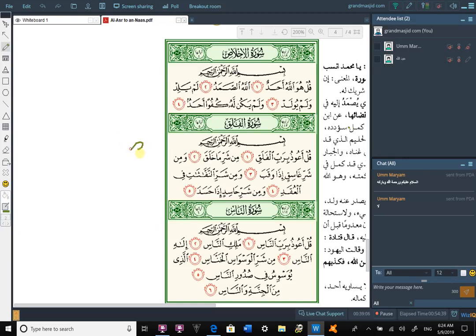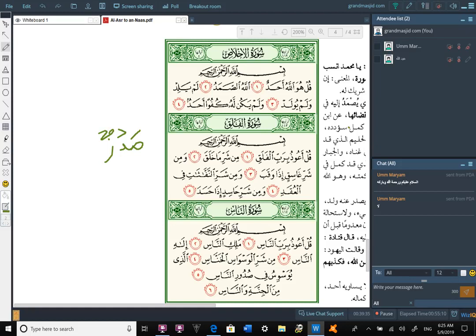Sudur is the plural of sadr. Sadr, meaning the chest, the chest area, meaning your heart here. He whispers into the heart. The word here used is chest. Sudurin nas, into the breasts or the chests or the hearts of mankind. Alladhi, the one who whispers, yuwaswisu fi sudurin nas, he whispers into the chests of mankind.